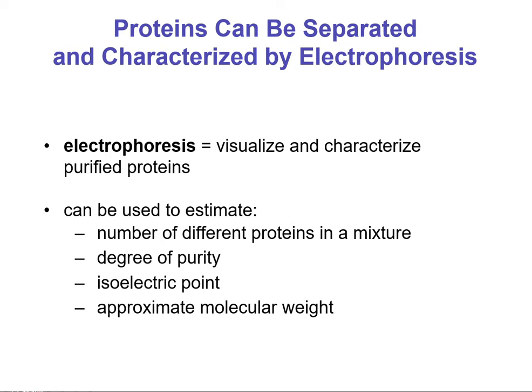One of the tests that you can do is looking at the size of the protein using electrophoresis. This is a technique that you can use to visualize and characterize purified proteins. So you can estimate the number of different proteins in a mixture, which is kind of related to that degree of purity, which is the next point. You can identify the isoelectric point, and you can also approximate the molar weight or molecular weight of your protein.